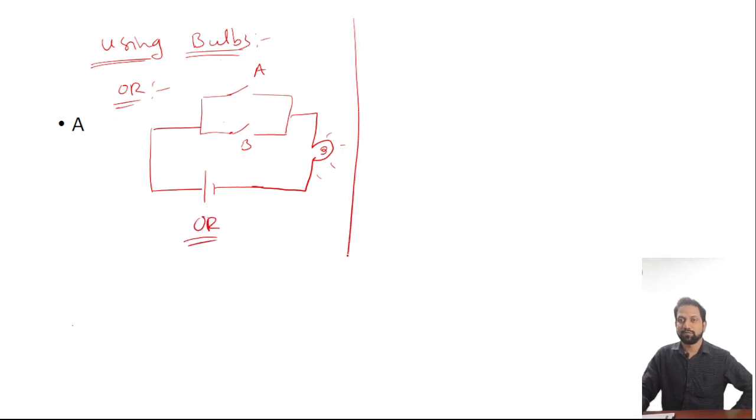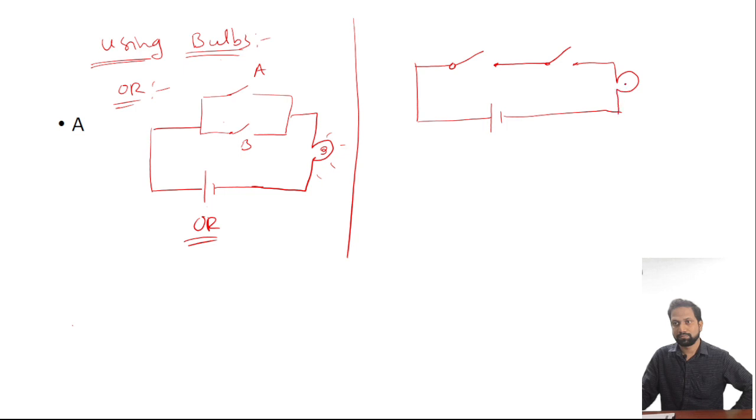And in the exam they will give you a question like this. Which gate is it? It's very simple. If both A and B are high, then only the bulb will glow. If both are closed, then only the output will be high. So we can say it is an AND gate. Directly we can say. Similar to this, we can have one more.